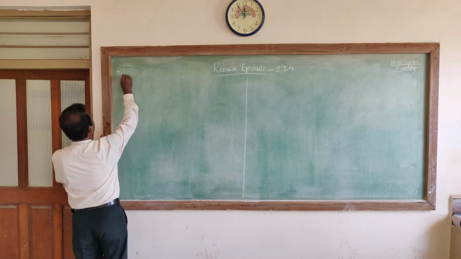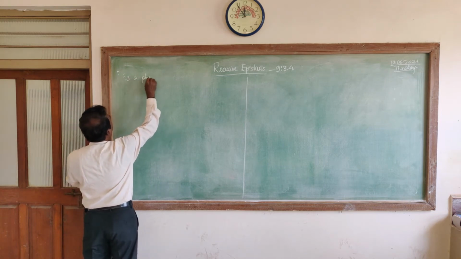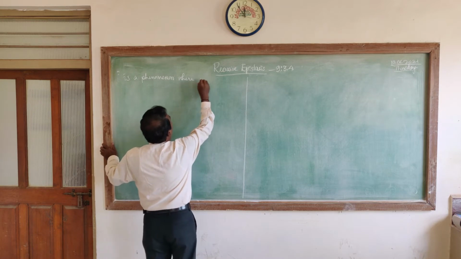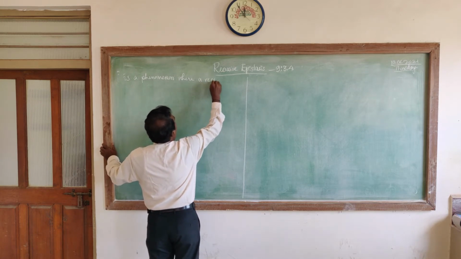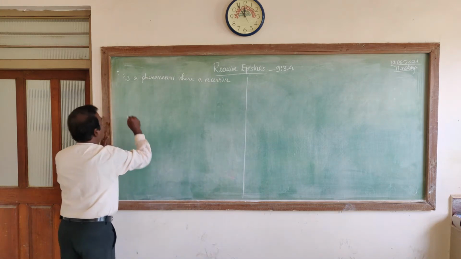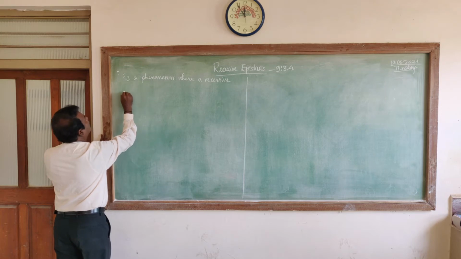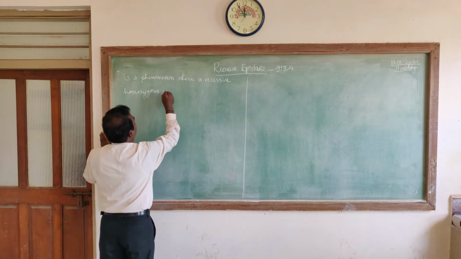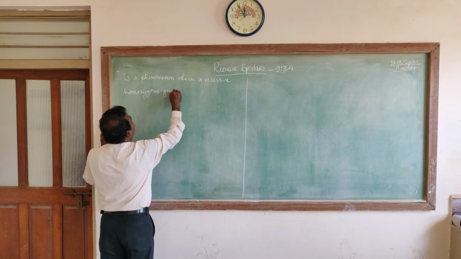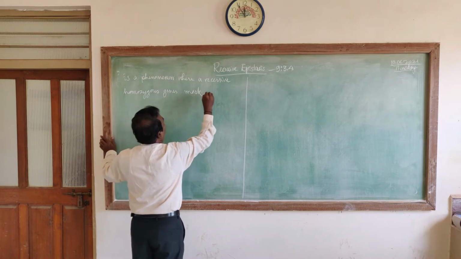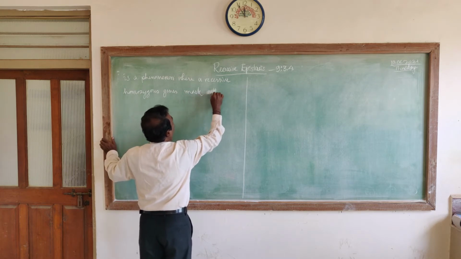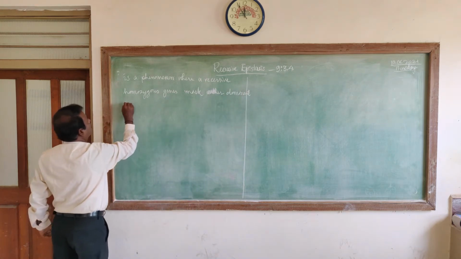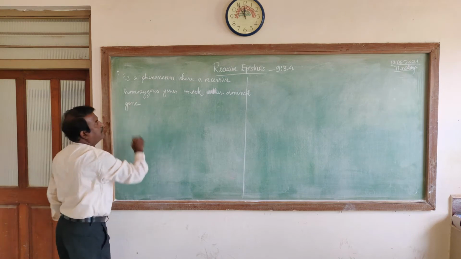So recessive epistasis is a phenomenon where a recessive homozygous gene masks another dominant gene.